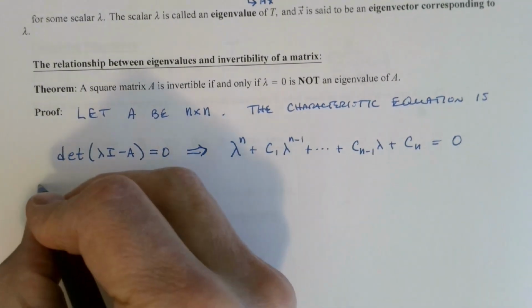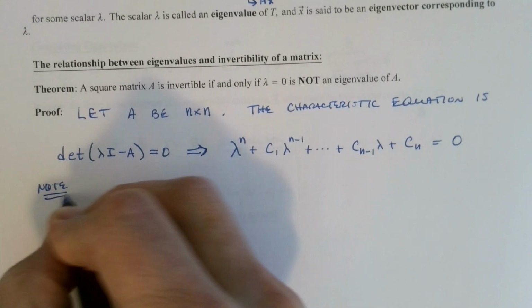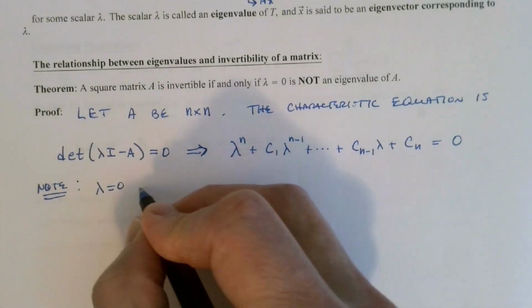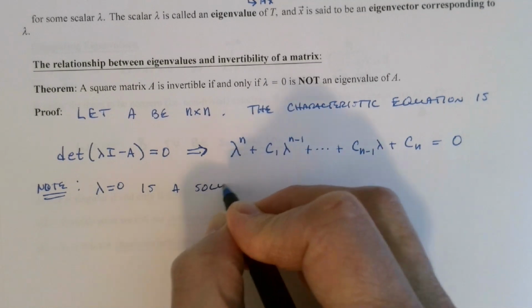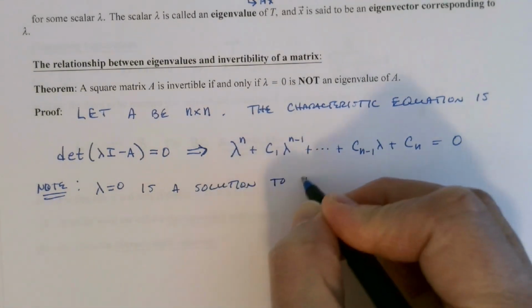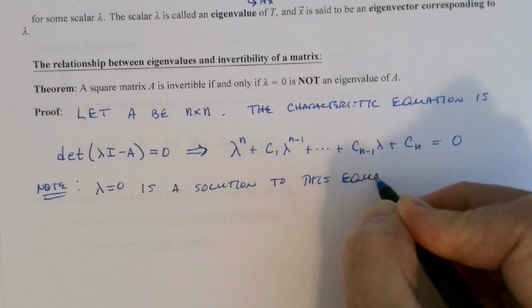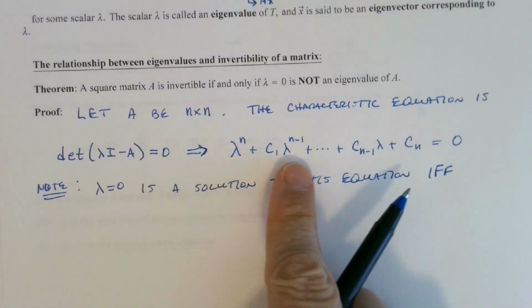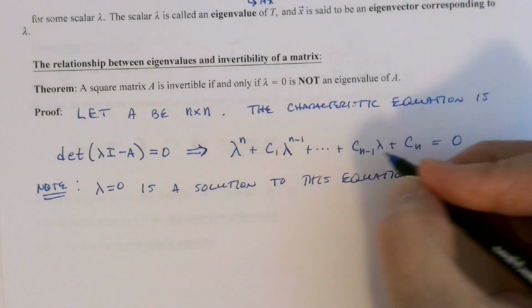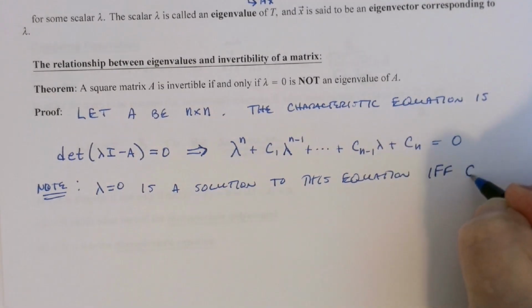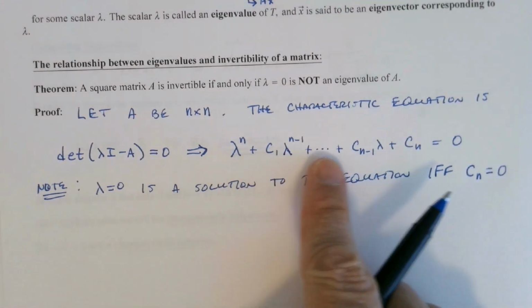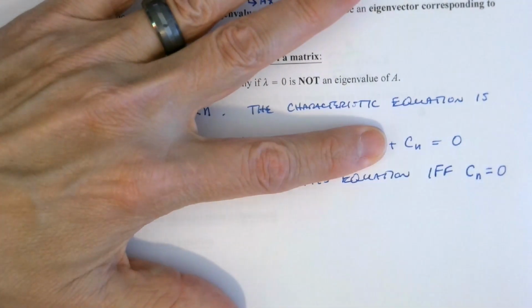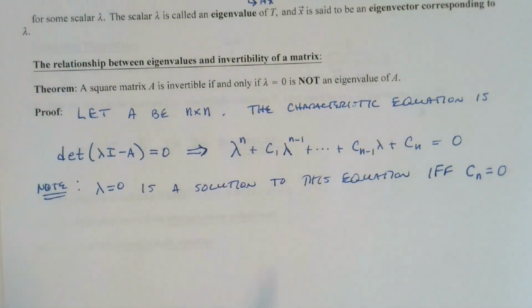But I want you to note, first off, that lambda equals 0 is a solution to this equation if and only if what? Cn, the constant term, must be 0, right? So if I plug in lambda equals 0, all these terms go to 0, which leaves me what? Cn must be 0, right? So if Cn is not 0, then lambda equals 0 is not a solution to that equation.